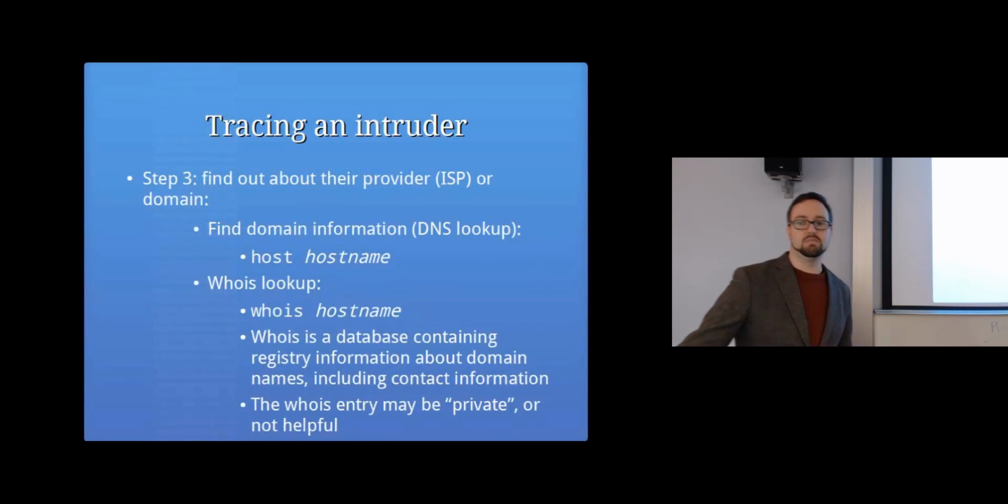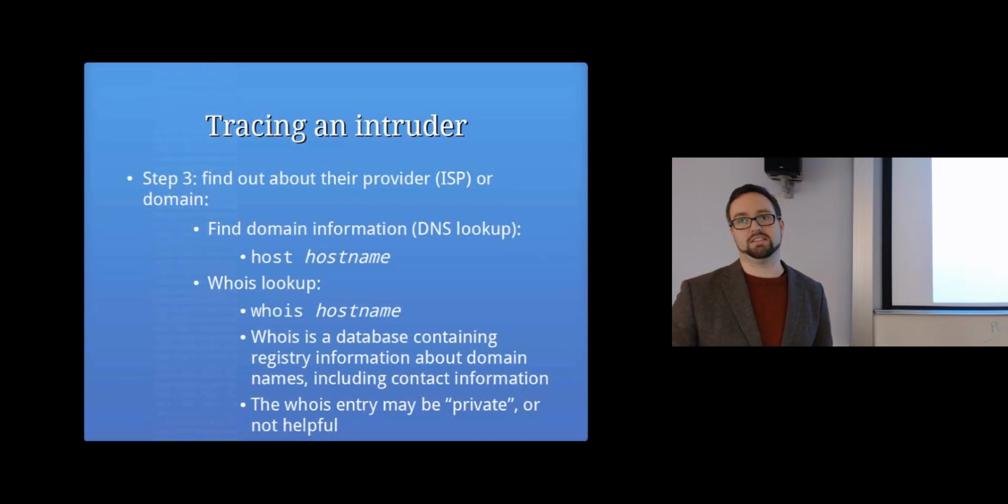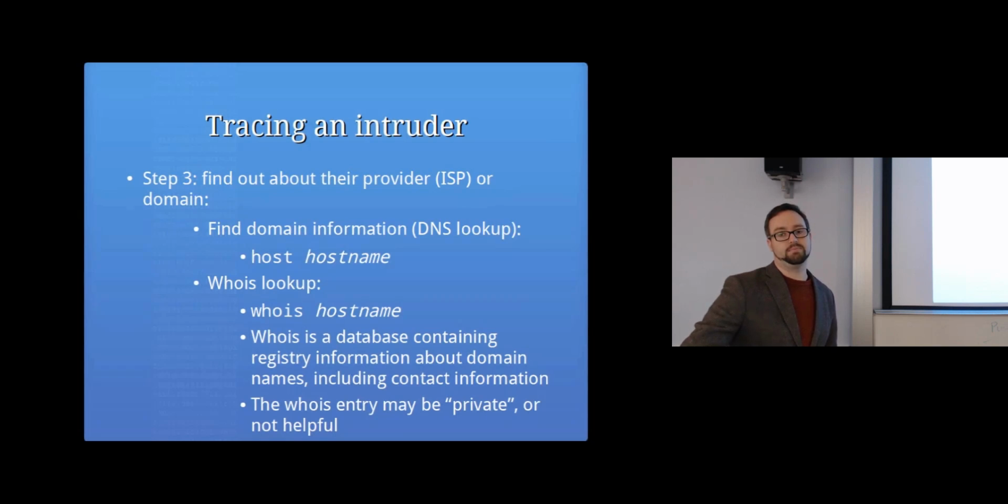So the next thing you might want to do is find out who this person is that's connected to your system. You could do a DNS lookup against their IP address that you've got, and that will give you some information about their DNS, which will usually tell you their ISP. That is, if they haven't used a proxy or Tor or a VPN or anything else to try and hide their identity. If they've just directly connected in, then you can find out more about them.